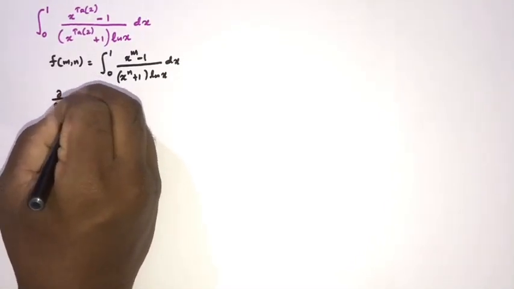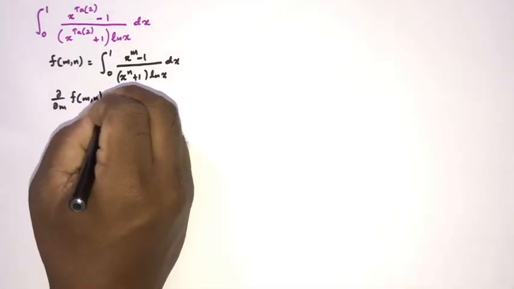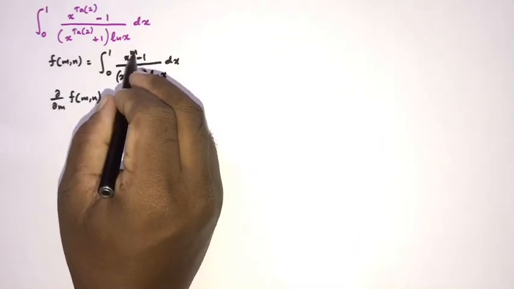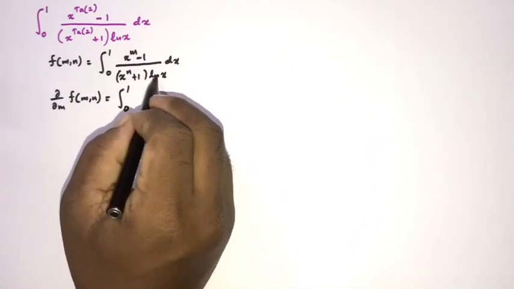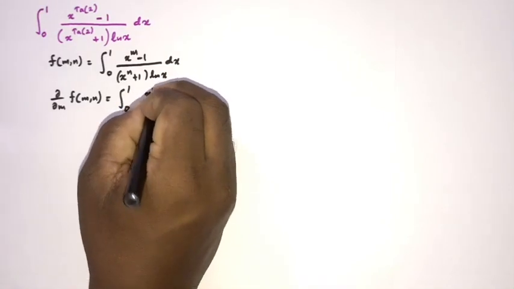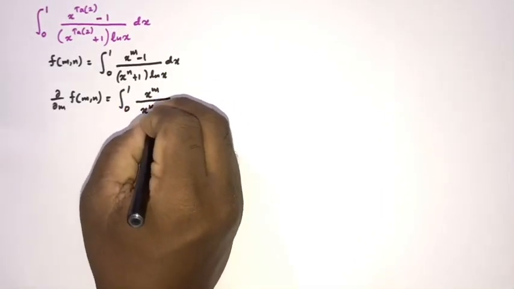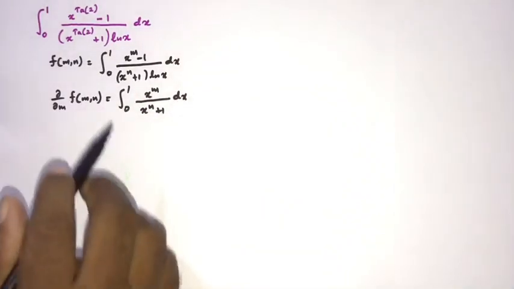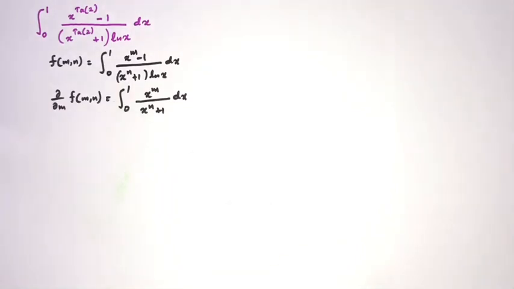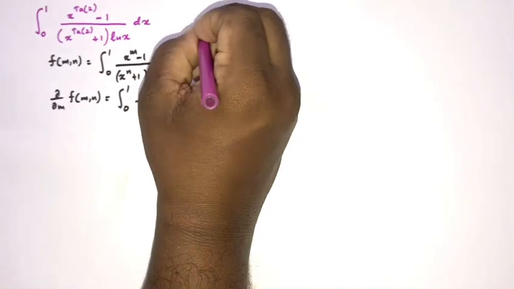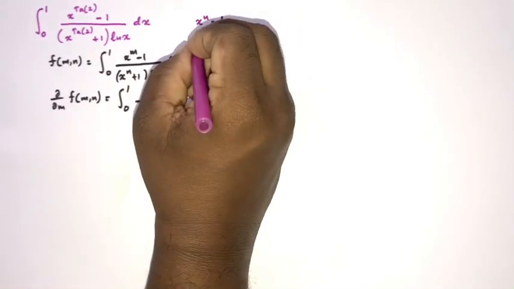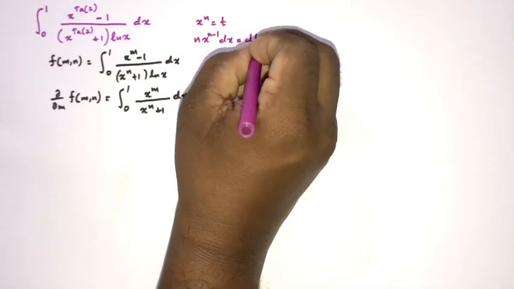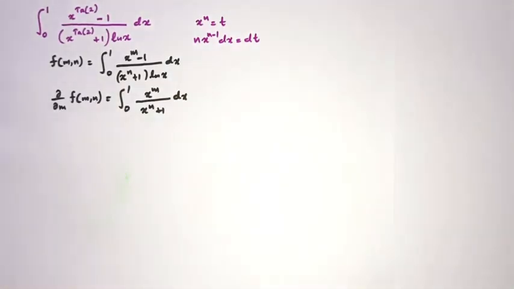The derivative of f(m, n) with respect to m: in the numerator we have x^m times natural log of x, so the natural log of x gets cancelled. So we have x^m over (x^n + 1) dx. Then to evaluate this integral, we can take a substitution. I am going to take x^n = t. Now differentiate: n times x^(n−1) dx = dt. Now we can plug in here.